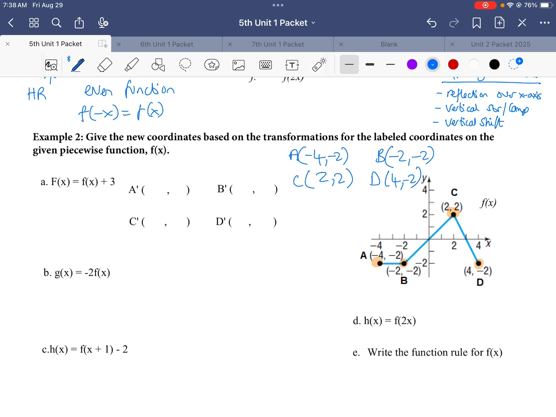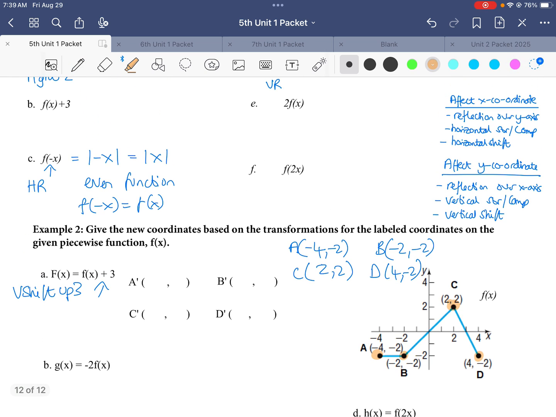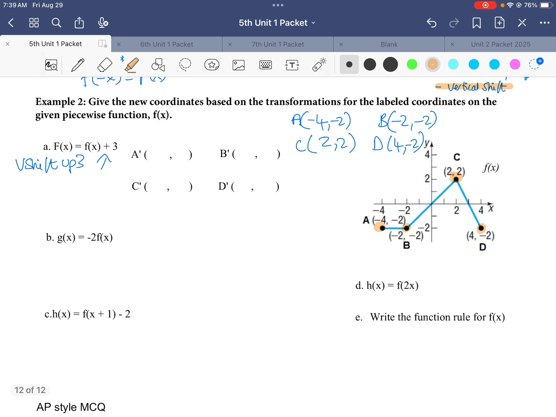All right, so let's take a look at the first one. We have f of x equals f of x plus 3. All right, what does plus 3 mean? Well, you should know that it means we do a vertical shift, right, up 3. Vertical shifts, go back to our little guide over here. What does that affect? Vertical shift affects our y coordinates. So all of our y coordinates will be moved up 3. So x coordinates don't change, but my y coordinates are going to map to y plus 3 because the whole graph is moved up 3.